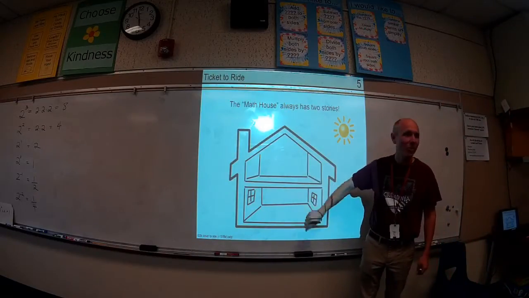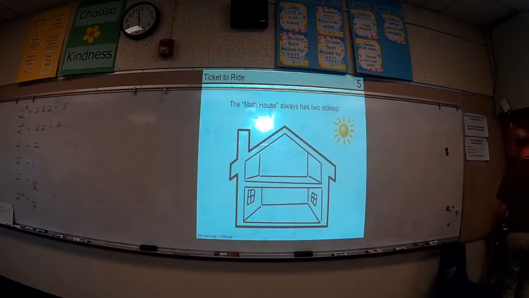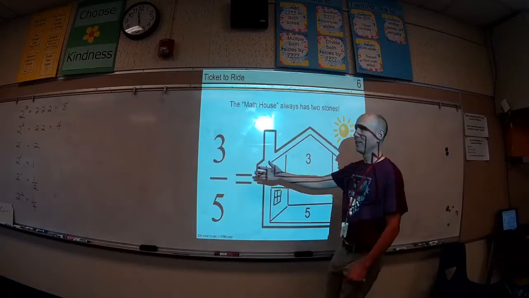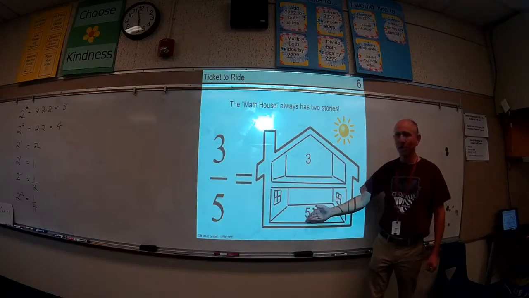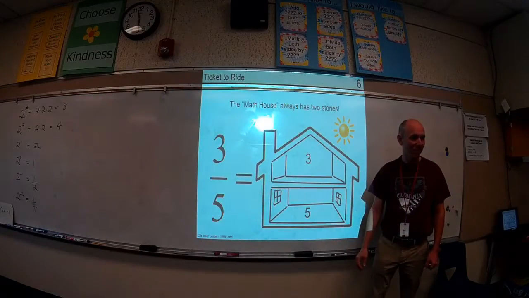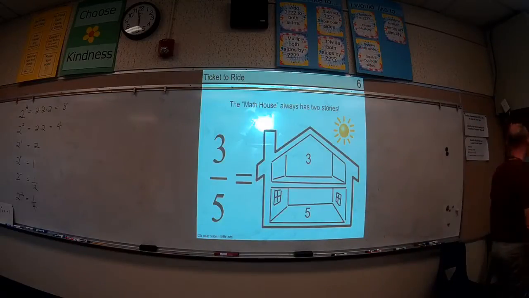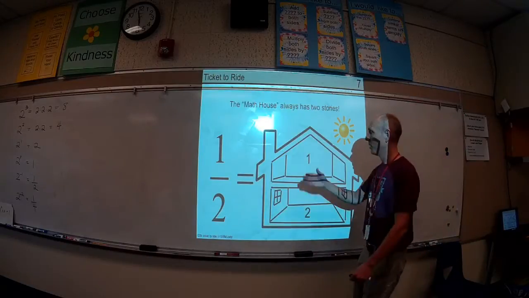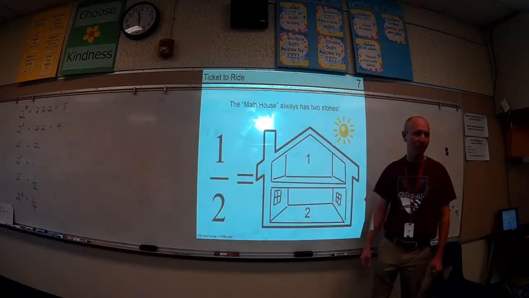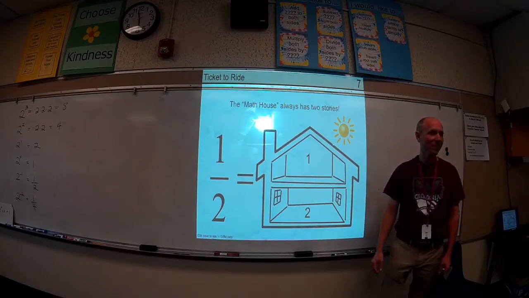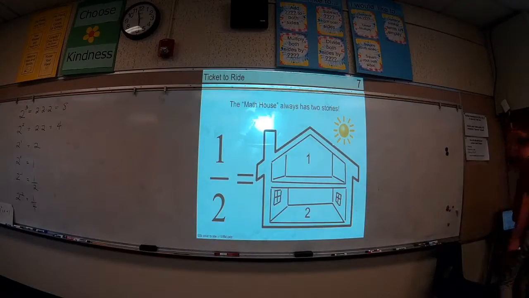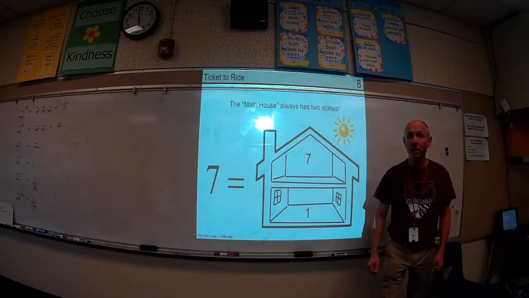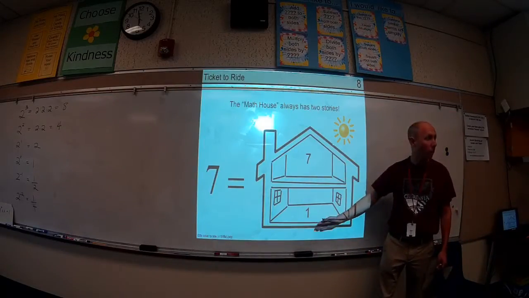So everything is 2-story. Look, here comes the number 3/5. And it walks into the math house. 3/5. You got it so far? Here comes the number 1/2. Goes into the math house. 1/2. Here's number 7. Number 7 goes in the math house and becomes 7/1.